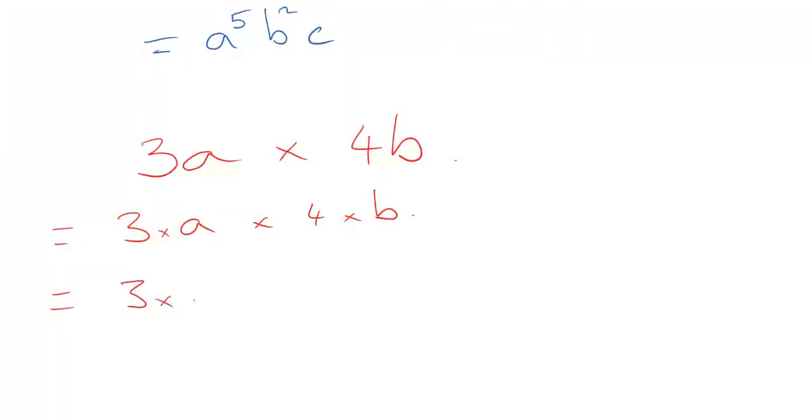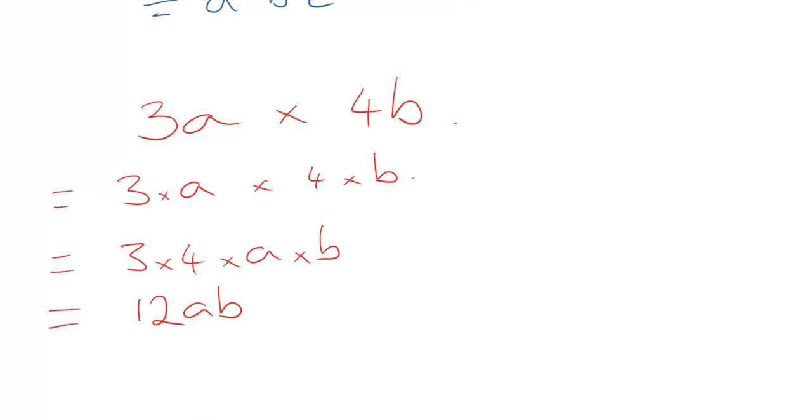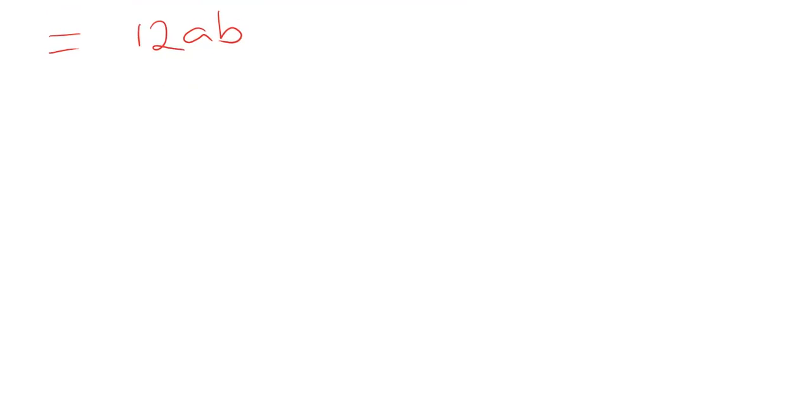So this is equivalent to 3 times 4 times A times B. Well, now we can see that 3 times 4 is actually 12. And the A and the B can be just written like that, as we've seen in the past. So this will simplify to 12AB. Let's look at another example, and now we'll move it a little quicker again.